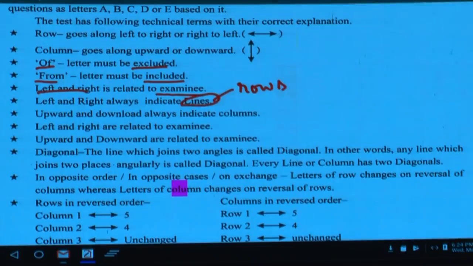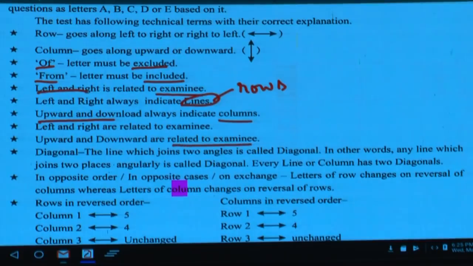And upward and downward always indicate columns. Upward and downwards along the y-axis indicate columns. Left and right are always related to the examinee, and upward and downward are also related to the examinee.